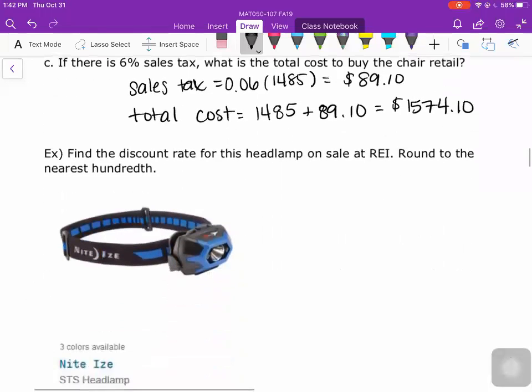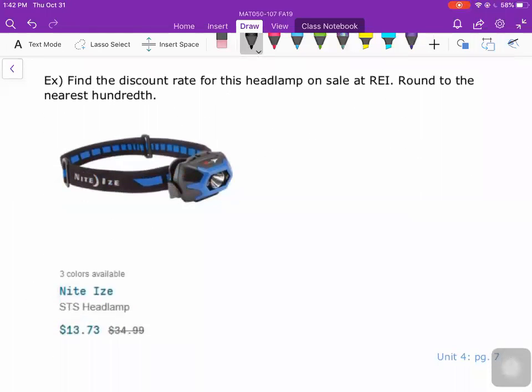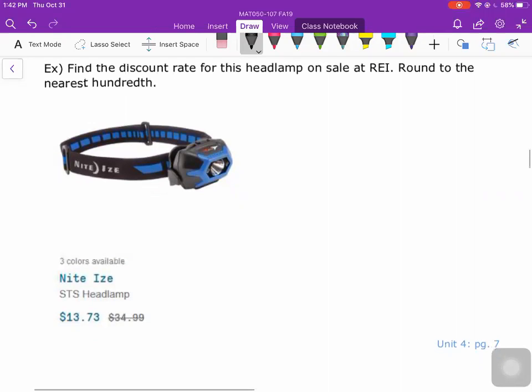Find the discount rate for this headlamp that's on sale at REI. This was actually on sale in the last few weeks because I pulled this from REI's website. So the total price is $34.99. What we're trying to find is the discount rate. So how much is this on sale for? When we go to a store and something is on sale, what does it typically say?